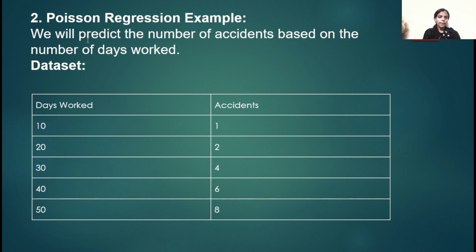Now here, this is an example of Poisson regression. Here we will predict the number of accidents based on the number of days worked. Here these are the days worked and the accidents. What we are doing is predicting the number of accidents based on the number of days worked. So it's all about logistic regression and Poisson regression. Now let's see the code of logistic regression using Python and Poisson regression using Python.